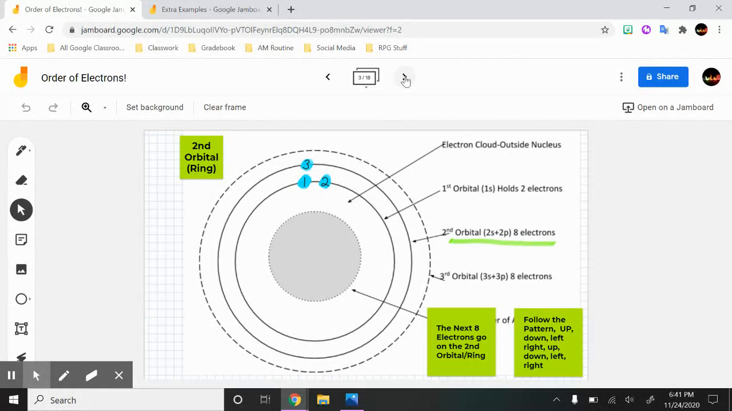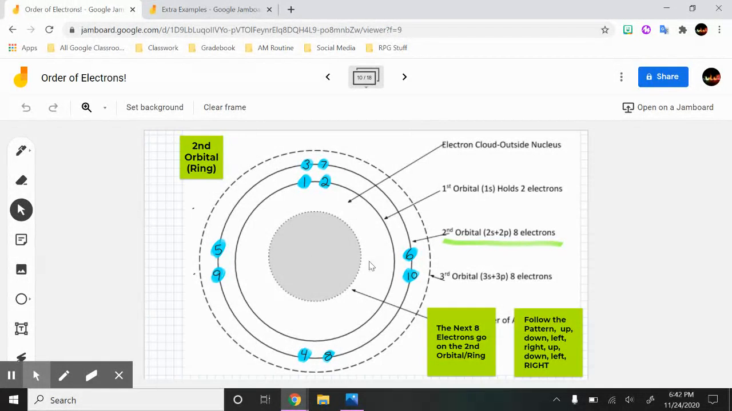So we did up, down, left, right, and then we repeat. We can put up to 8 electrons on the second ring, so we do that again: up, down, left, right. Once we've put 8 on the second ring following our pattern, we can move on out to the third ring. I have not shown you any examples of that yet, but I'm going to show you here how it follows the same pattern.